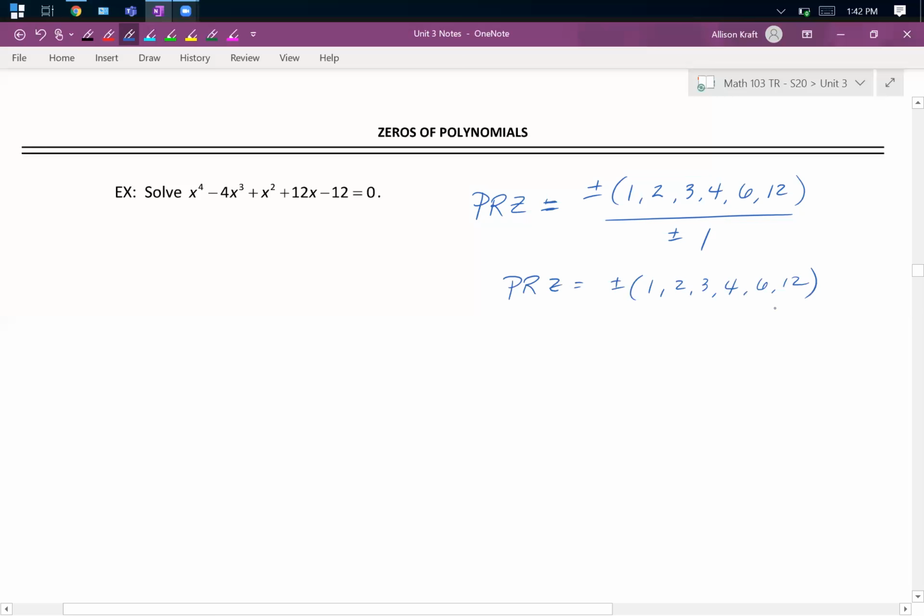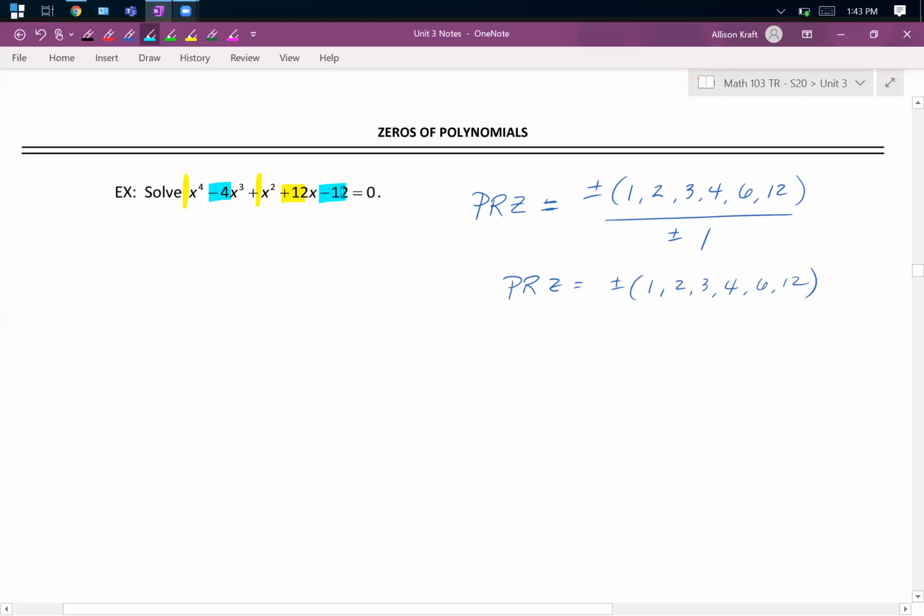So we get these numbers right here, plus or minus 1, 2, 3, 4, 6, and 12. And then we start checking numbers. As I mentioned before, 1 is always my first go-to, because all I have to do is add up the coefficients. Add the coefficients this time, my positives: 1, 1, and 12. So that's going to be what, 14? And then the negative ones, that's negative 16.